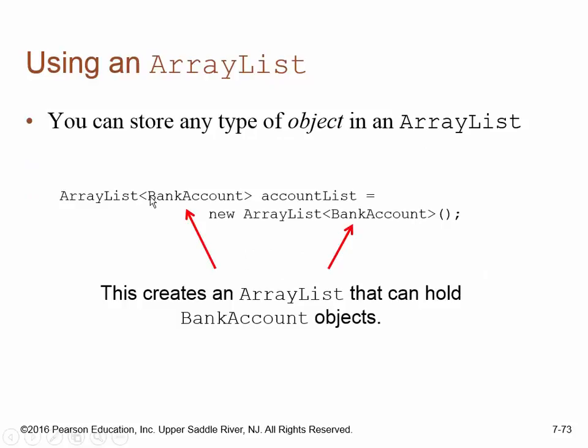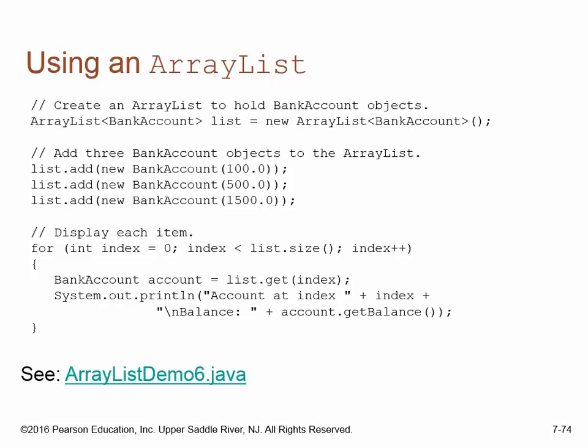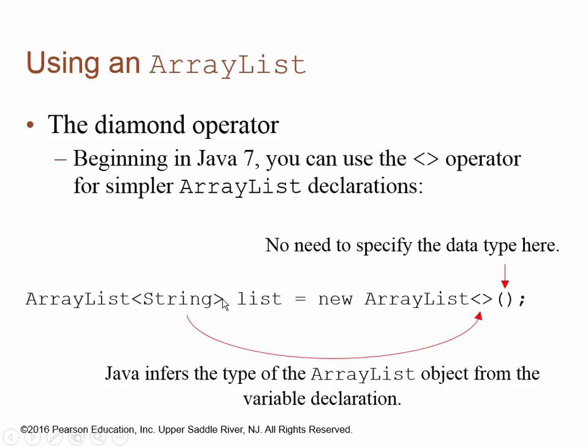You can store any type of simple variable in an array list or any type of object in an array list. So as it said right there, this creates an array list that holds bank account objects. Here's a very simple example of how you could use different bank account objects. And again, you use that diamond operator.